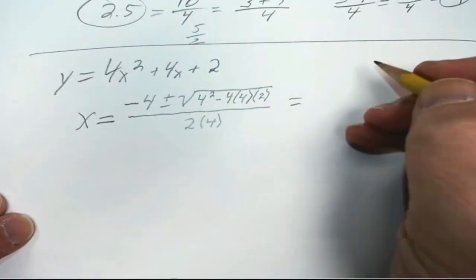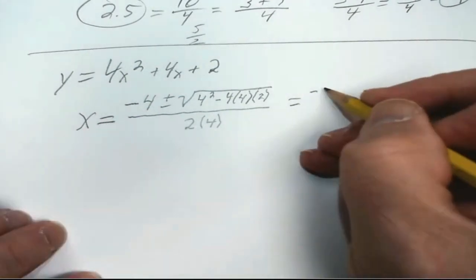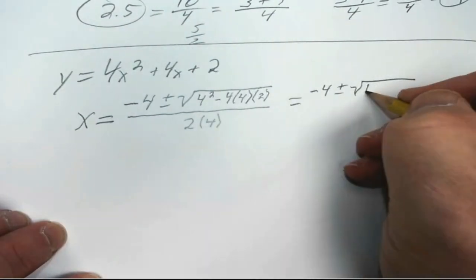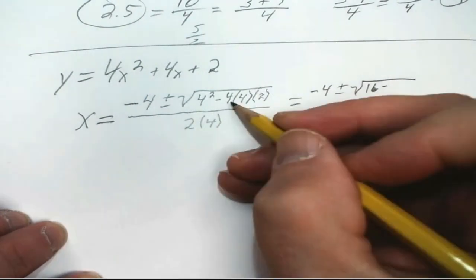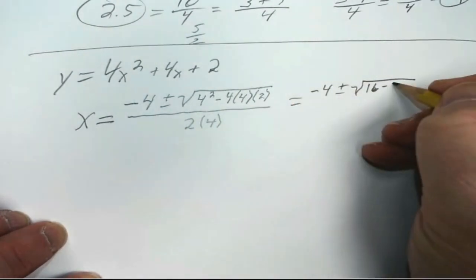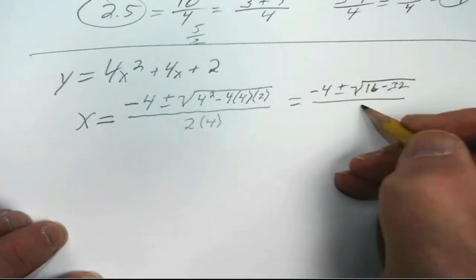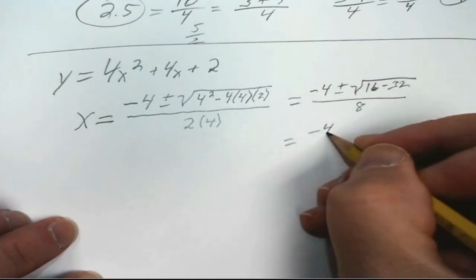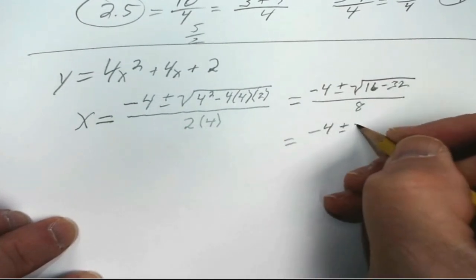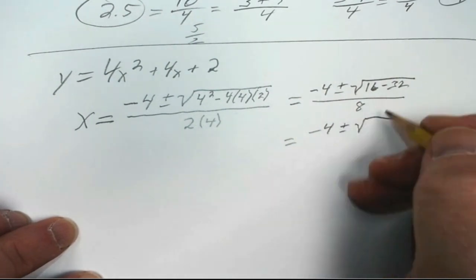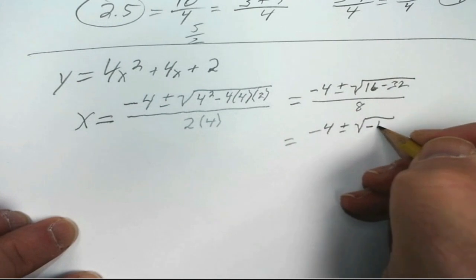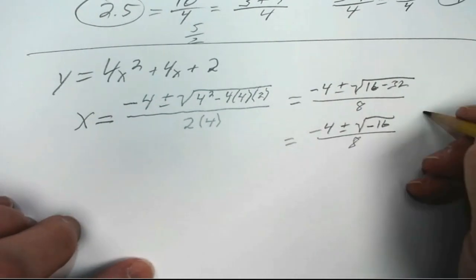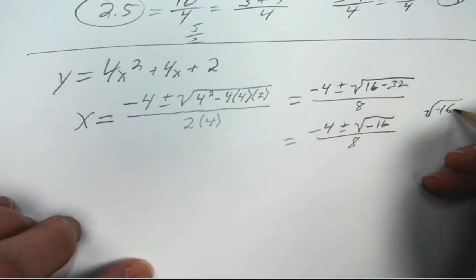Okay, so let's simplify that. Negative 4 plus or minus the square root of, what does this calculate to be? 16 minus what? 4 times 4 is 16, times 2 is 32, over 8. So that equals negative 4 plus or minus the square root of 16 minus 32, which is the square root of negative 16, over 8. Square root of negative 16, that is an imaginary number, right?